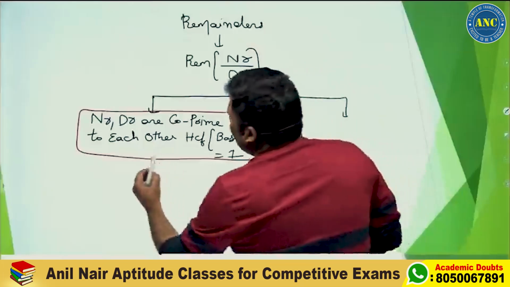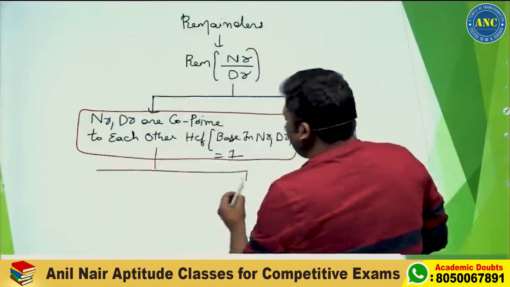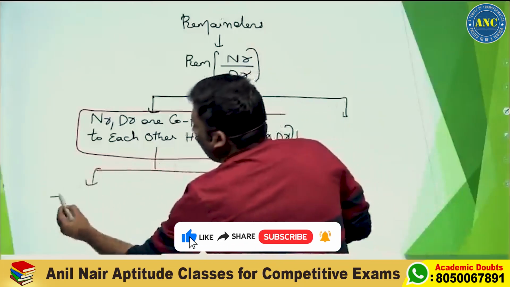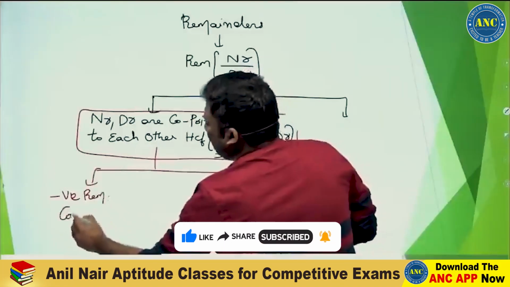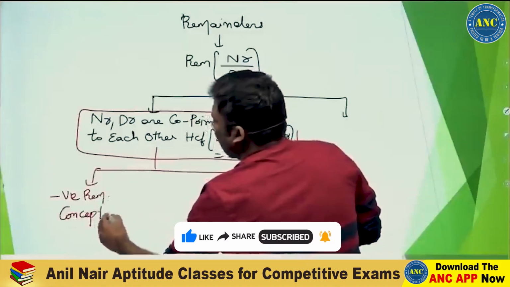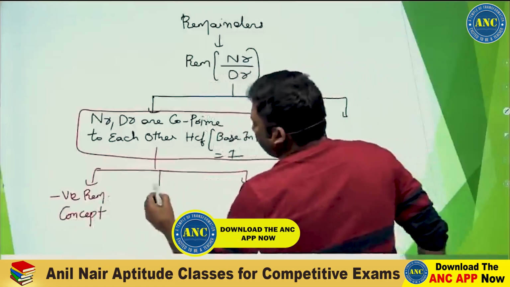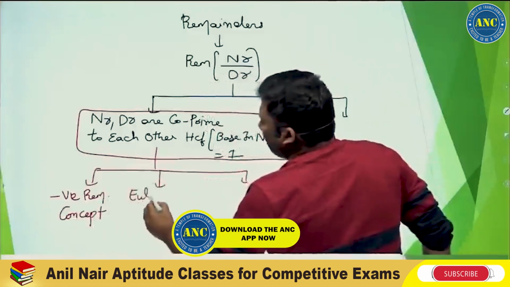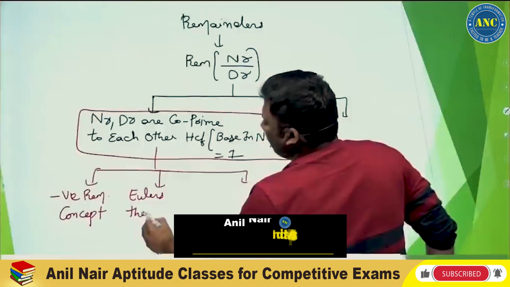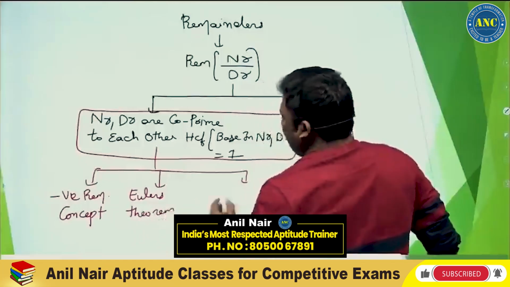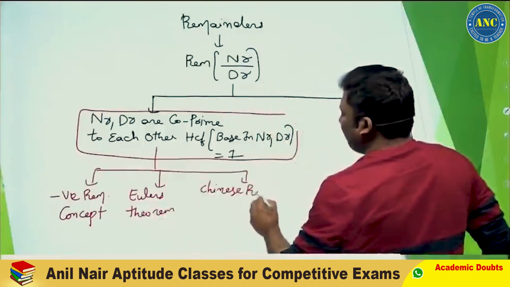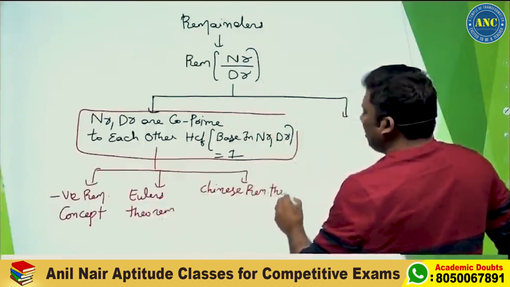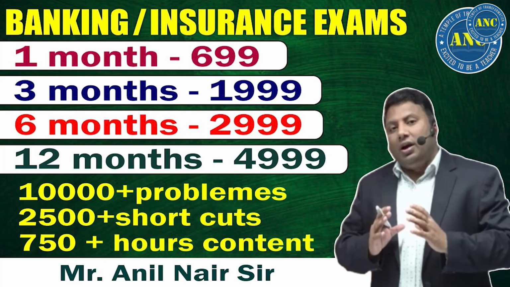If numerator and denominator are co-prime to each other, there are multiple ways. One is the negative remainder concept, and another is Euler's theorem concept. Yesterday we discussed all this. Next one will be the Chinese remainder theorem concept. Next one will be Fermat's theorem concept.